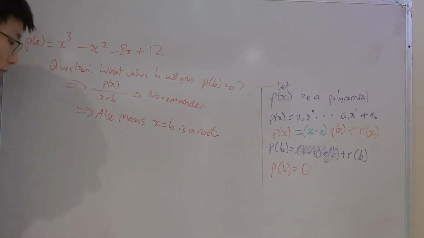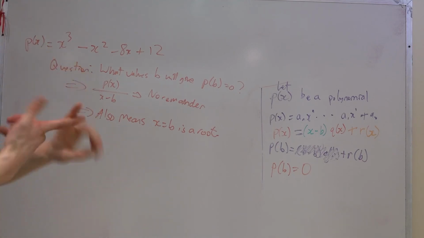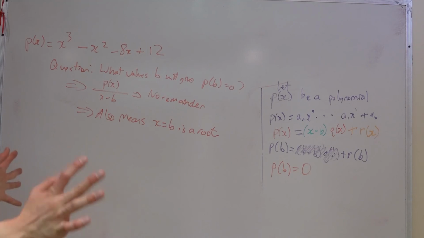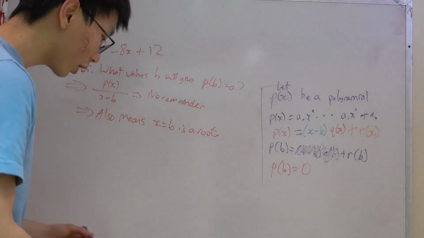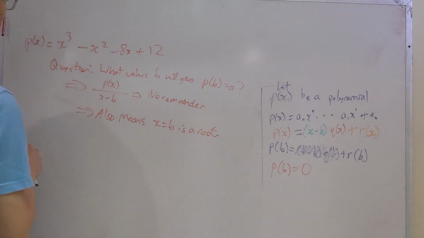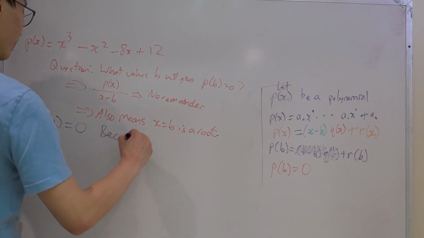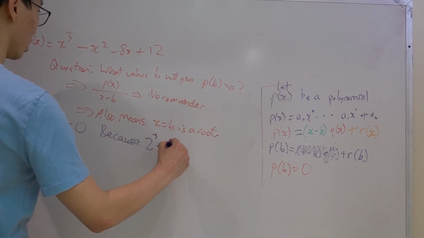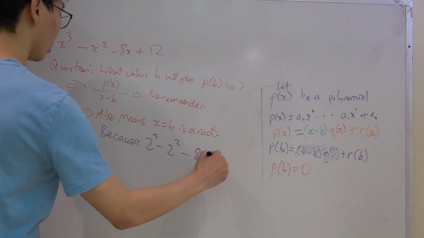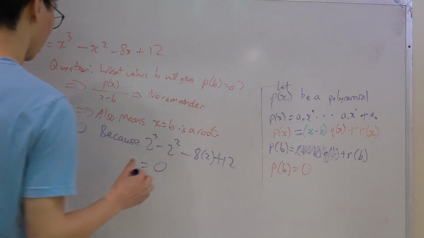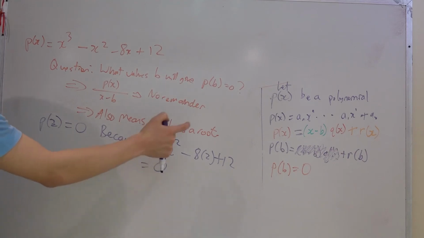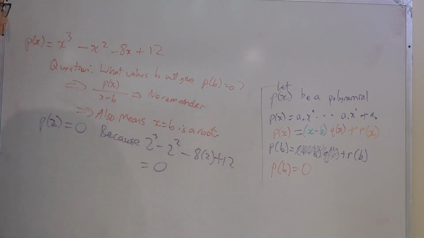Okay, so let's go about doing this. I want you to guess some values. Don't worry, I don't pick crazy numbers to put in here. Just try 1, 2, -1, -2, and you'll eventually find that 2 works. So p of 2 is equal to 0 because 2 cubed minus 2 squared minus 8 times 2 plus 12 is equal to 0. This is 8 minus 4 minus 16 plus 12. All that, if you do it, is equal to 0.